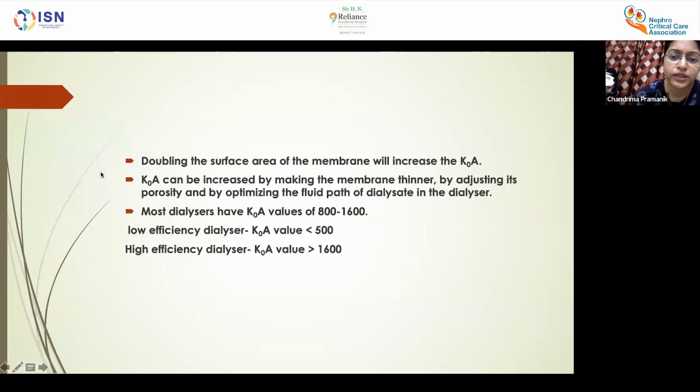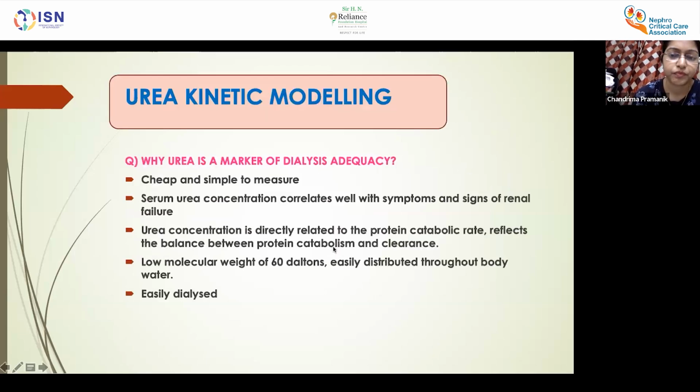So nowadays, most dialyzers that we use have K0A values of 800 to 1600. But low efficiency dialyzers are usually with K0A value of less than 500, and high efficiency dialyzers usually with K0A value greater than 1600. The next one is to determine the adequacy of dialysis.